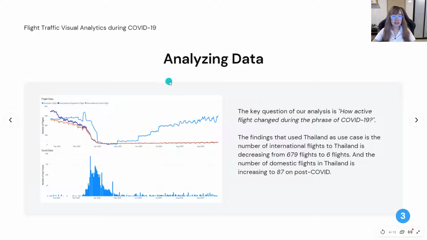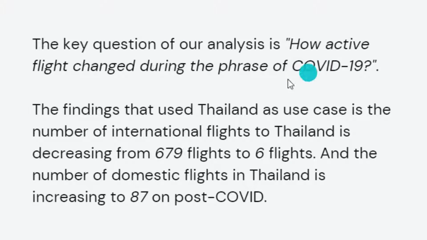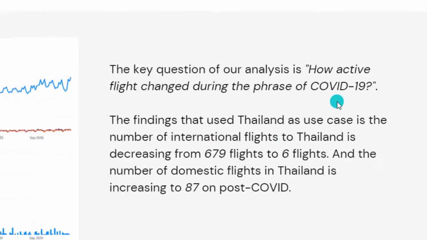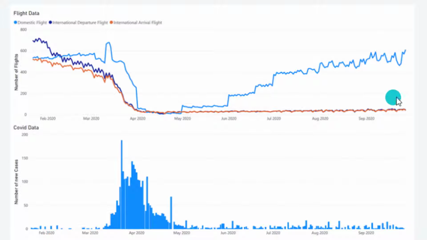Second is analyzing data. The key question of our analysis is how active flights changed during COVID-19. In this figure, I am showing you a sample of my finding, where I use Thailand as a use case. As you can see from the slope of this graph, the number of international flights decreased during COVID-19, and the number of domestic flights is increasing post-COVID.